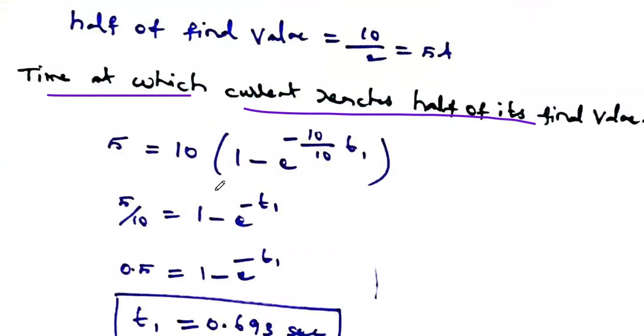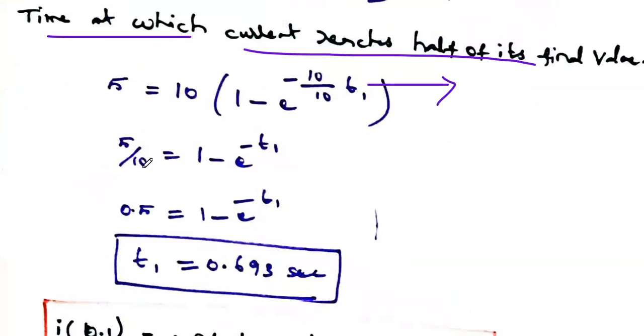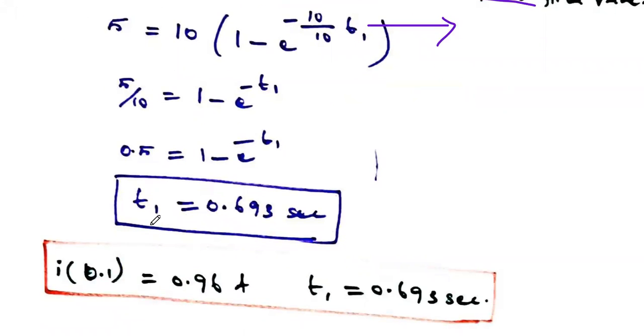So 5 equal to 10 into 1 minus e power minus 10 by 10 T1. You just rearrange this equation and we have to find out this T1. Here T1 is nothing but the time at which the current flowing through this RL circuit reaches 5 amps. Okay, so you just rearrange. So 10 you just move to the other side. So 5 by 10 is equal to 1 minus e power minus T1. Okay, after that you just subtract 1 on both sides. Then you take ln on both sides. Then after rearranging, we get the time T1 is equal to 0.693 seconds.